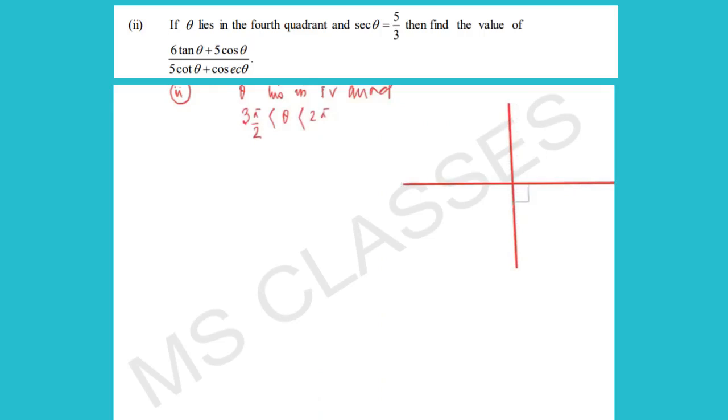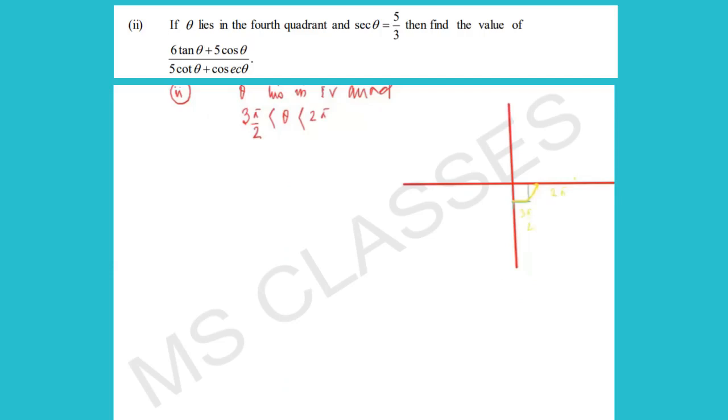We are starting from this line, which is x equal to 3 pi by 2, and ending up here, at this point, which is y equal to 0, the x axis. So the angle is 2 pi. It is wrong to write only 3 pi by 2. It's 3 pi by 2 to 2 pi.